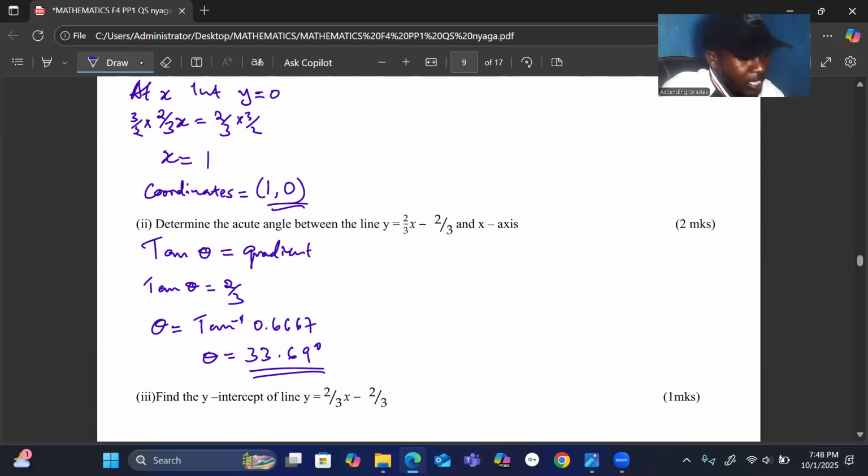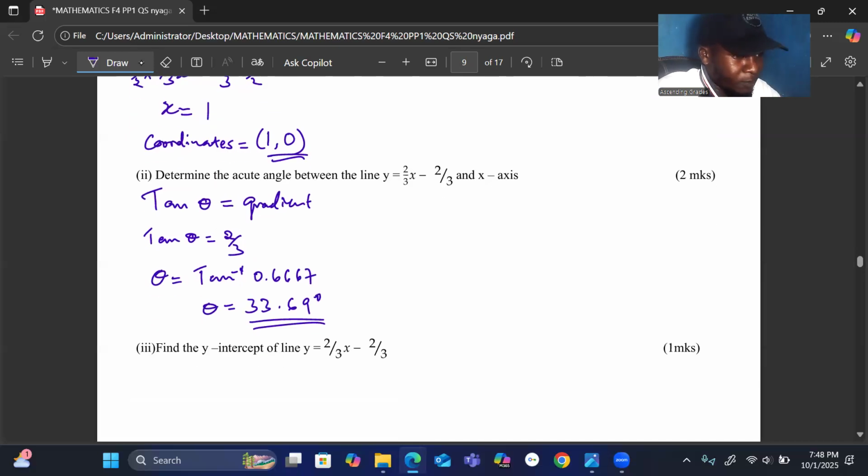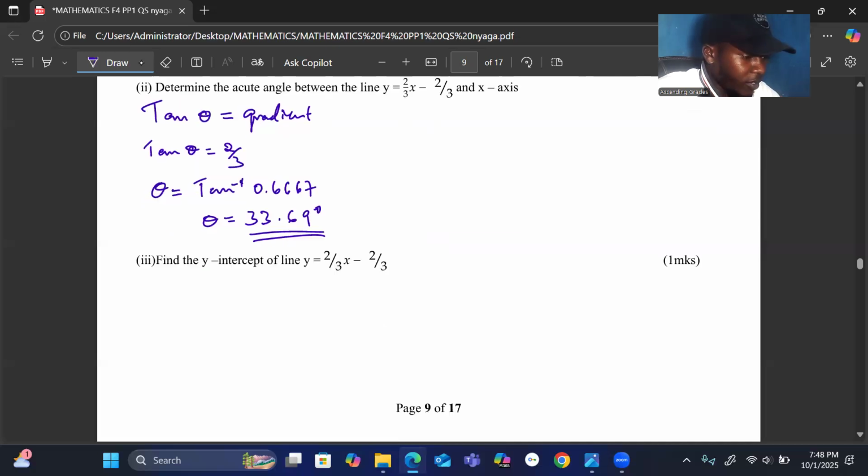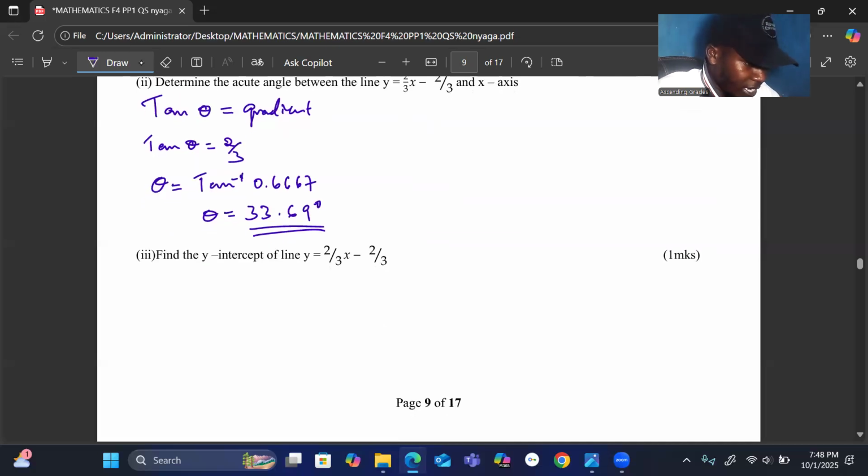33.69 degrees. Now that will be the value of angle theta. Then find the y-intercept of the line. y is equal to 2/3 x minus 2/3. And we now find the y-intercept.